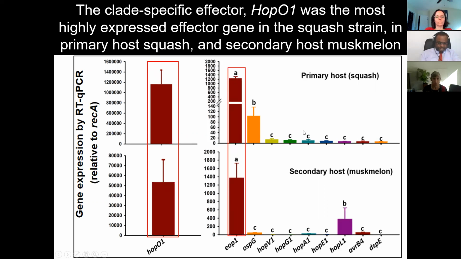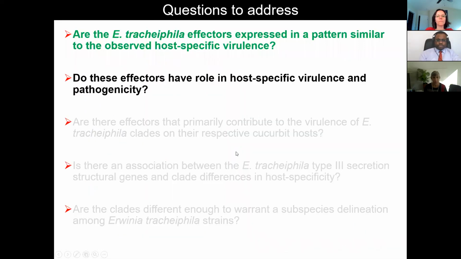So let's move on. Remember, Eop1 was expressed in both strains on both hosts, and HopL1 was expressed only in the squash strains on both hosts. So at least that gave us an idea of the expression profile of tracheiphila strains on their respective hosts. So it guides us to know which effectors are actually worth exploring in terms of their functions.